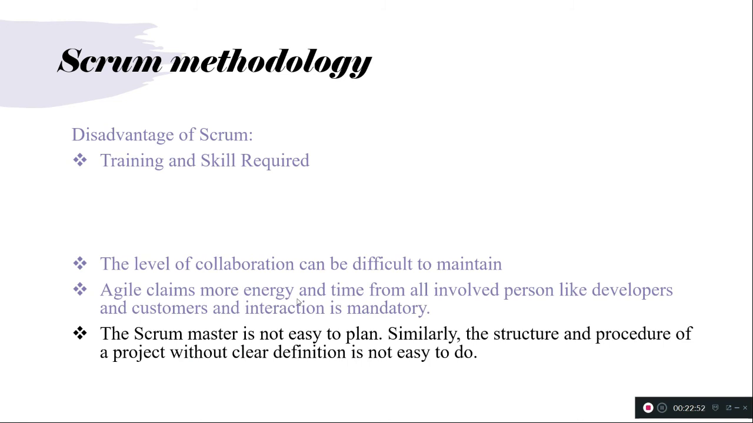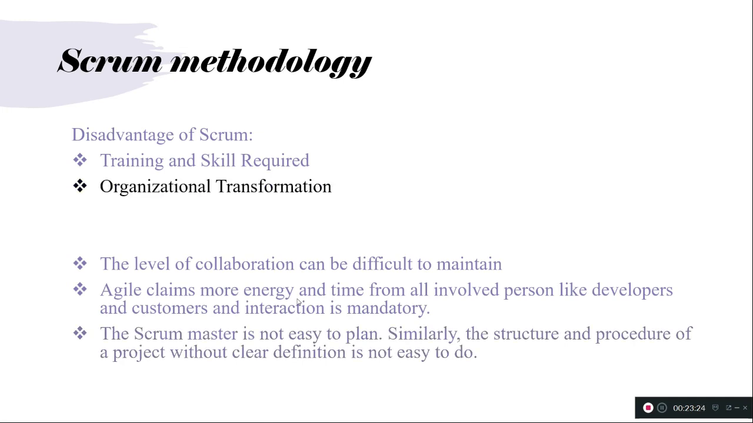For the Scrum Master, it's not easy to plan because, as I told you, the team's technical skill set may not be there, and collaboration with different stakeholders is not easy. So he will be facing a lot of difficulty when executing the project, because he does not have full authority over the project. Yes, because it's a team effort.